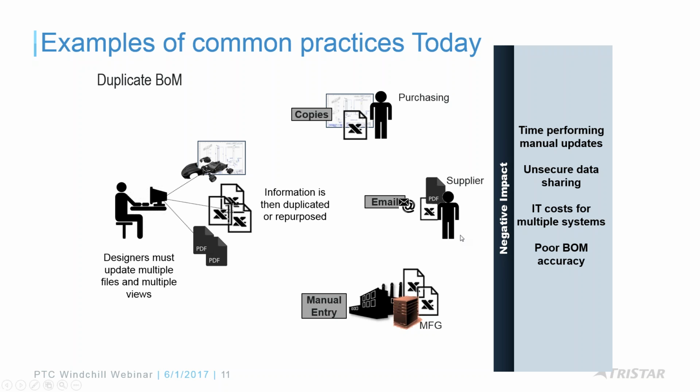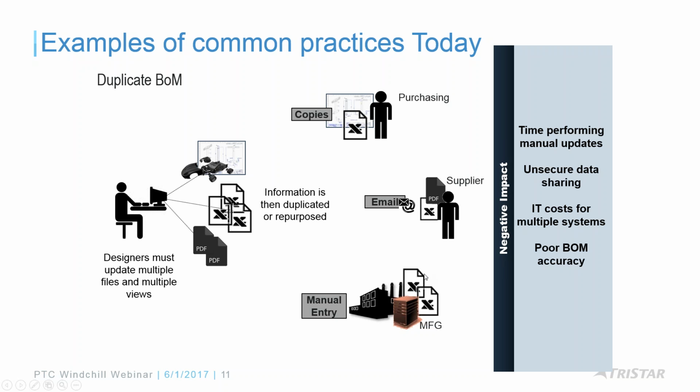Suppliers may need information around BOMs so they can respond to providing content to the customer. That typically may happen through emails or PDFs or Excel files again. Some companies have supplier portals where they can get that information directly and securely from within the company. And then, of course, a lot of it happens also through manual entry.